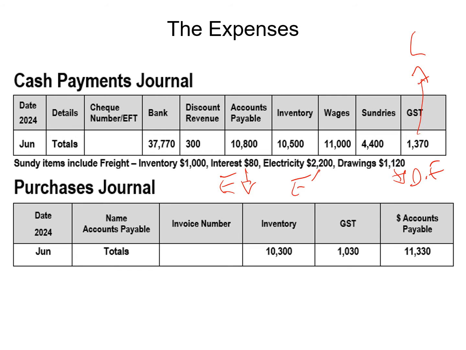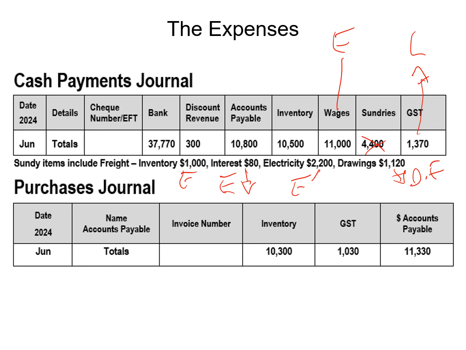The freight on inventory, well, that's going to go in our cost of goods sold because it's a cost incurred in getting the inventory into a location ready for sale. So there's another expense. Sundries have been done. Wages, also an expense.